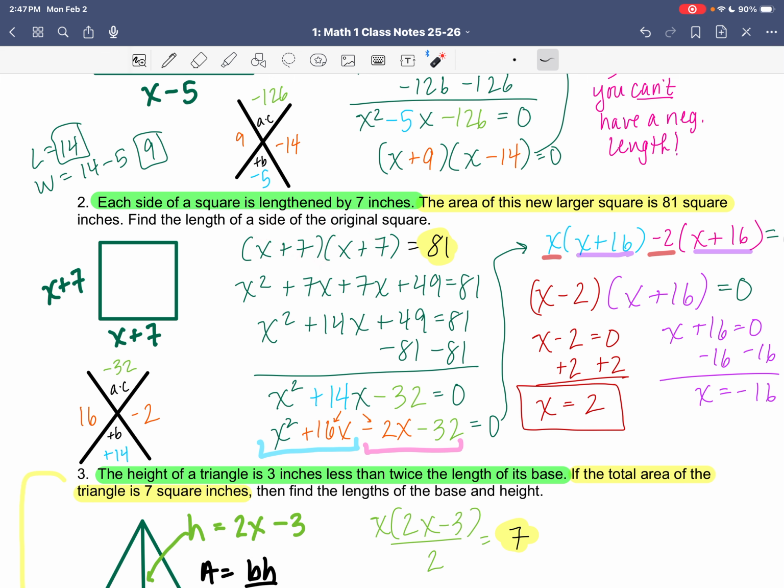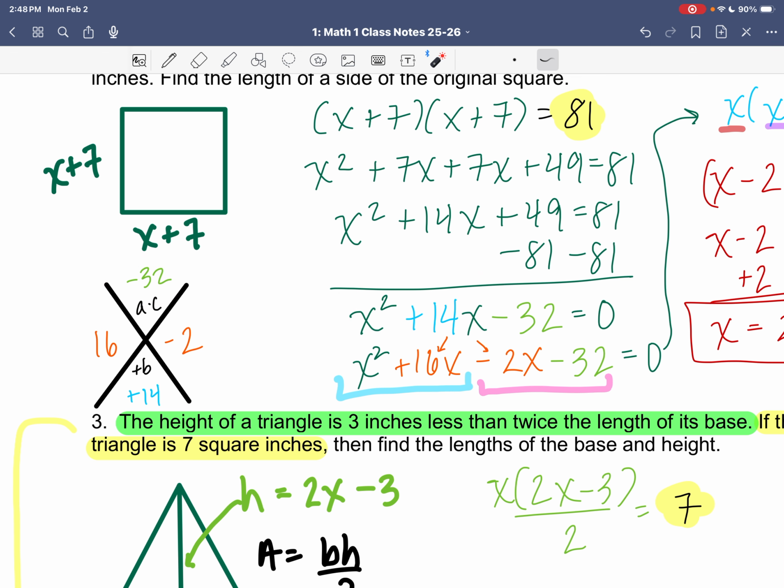Combine like terms. Now we're going to set it equal to 0 by moving 81 over here. So you should have x squared plus 14x minus 32 equals 0. So now we need to factor this. So we need to go 1 times negative 32, but it needs to combine to give you positive 14. And again, when you look at your factors, you're going to get 16 and negative 2x.